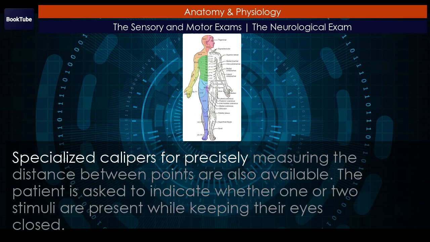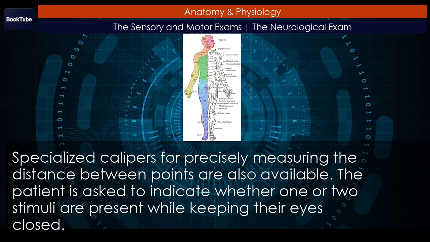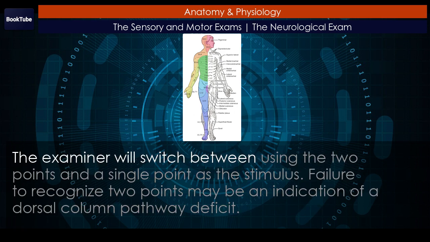Specialized calipers for precisely measuring the distance between points are also available. The patient is asked to indicate whether one or two stimuli are present while keeping their eyes closed. The examiner will switch between using the 2 points and a single point as the stimulus. Failure to recognize 2 points may be an indication of a dorsal column pathway deficit.